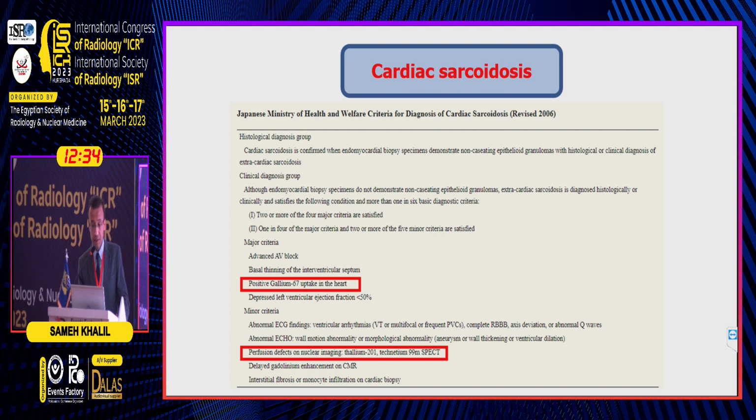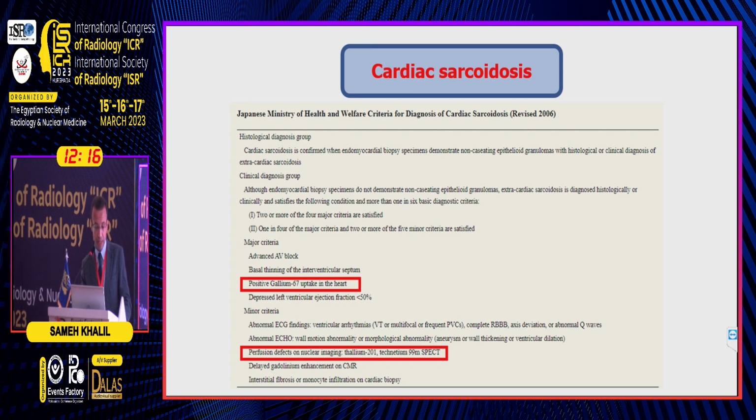The other side is the inflammatory and neoplastic cardiological diseases. As regards the famous disease of sarcoidosis, we have the checklist of the Japanese Ministry of Health and Welfare criteria.